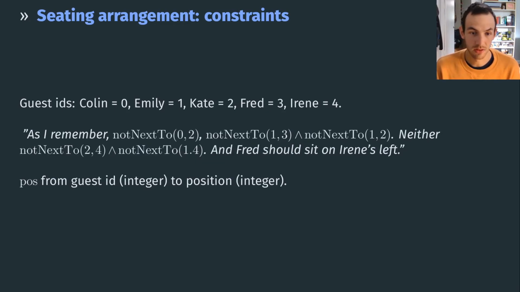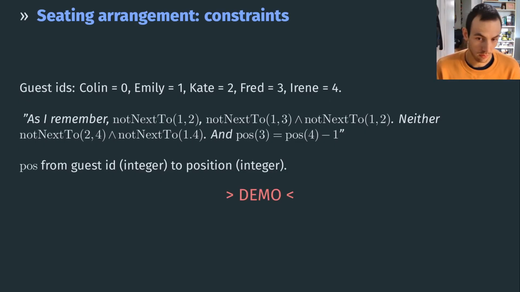And we can replace this by the not next to constraint. So we'll write a function that encodes this constraint not next to, and then we have replaced all these parts of the sentence by this constraint. And the last part is that Fred should sit on Irene's left. In this case, we write this by position of 3 is equal to position of 4 minus 1. So now we have everything we need to start, and we can switch to the demo in Python.